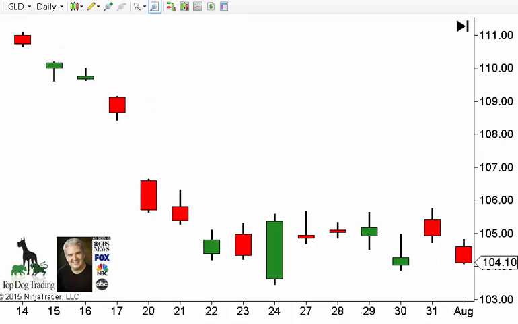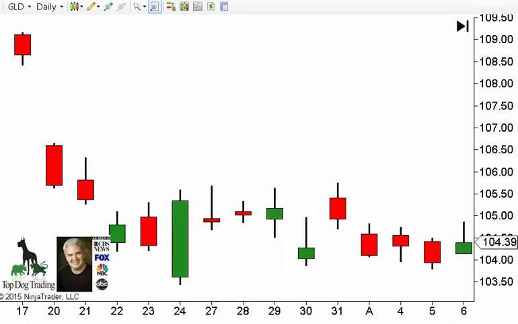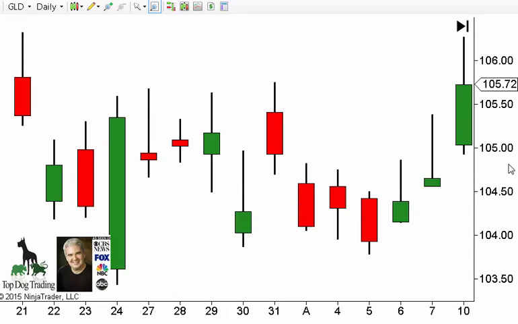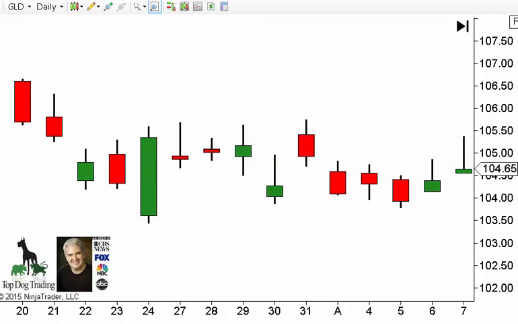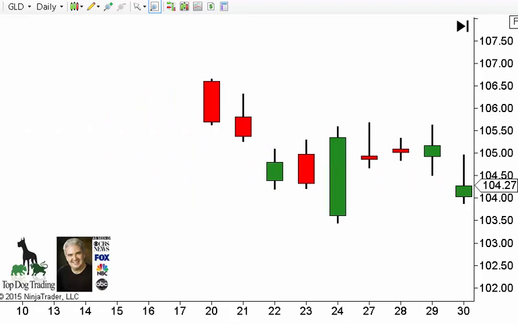Okay, and then the next one's down a little bit, next one sideways. All right, and you get the idea. We'll narrow it down here. So really, after this bullish bar, the market just went sideways for weeks. What it did indicate, though, was that this downward move was done.